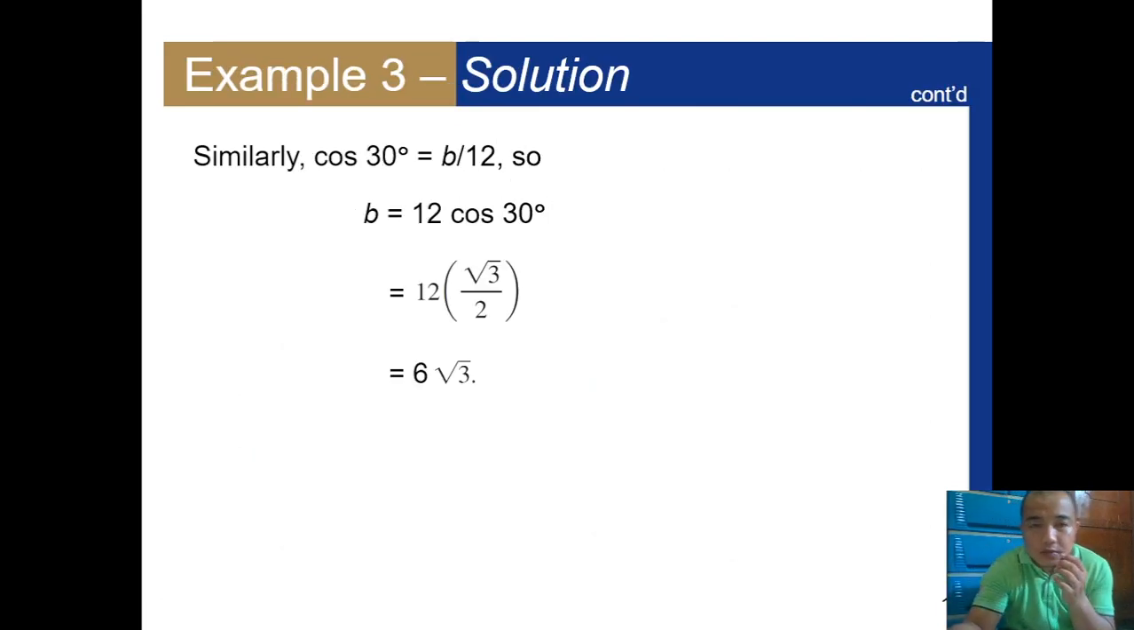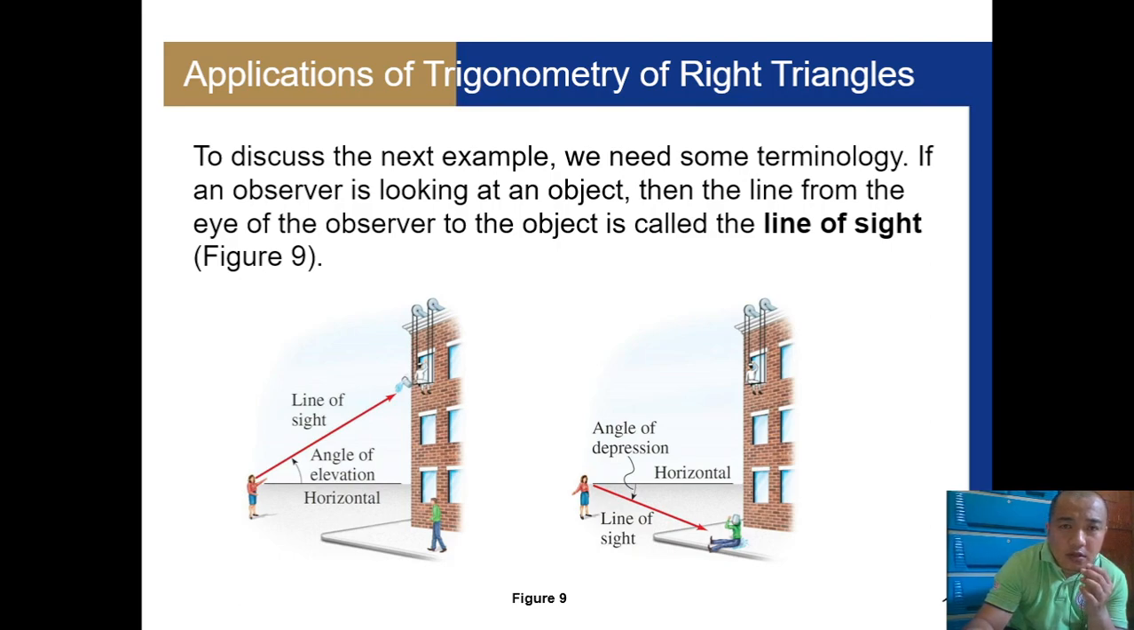Right? So how about this? Applications of trigonometry of right triangles. To discuss the next example, we need some terminology. If an observer is looking at an object, then the line from the eye of the observer to the object is called the line of sight. So if you're looking at an object above you, then the angle formed is what we call the angle of elevation. Now if you're looking at an object which is located below, then the angle formed is what we call the angle of depression.